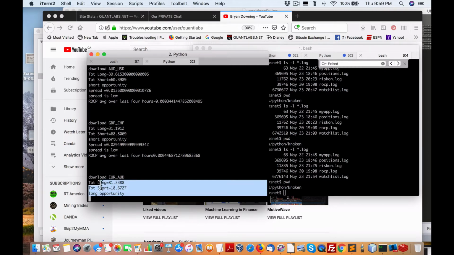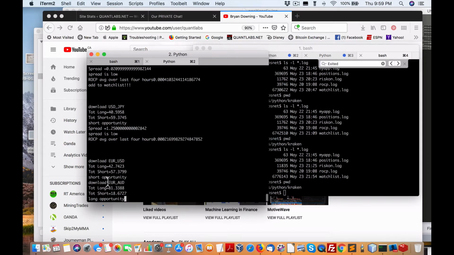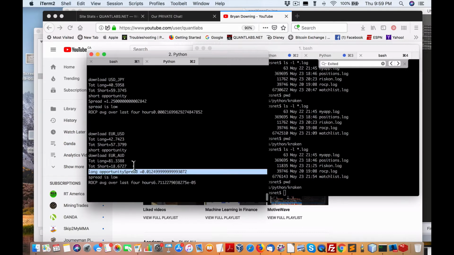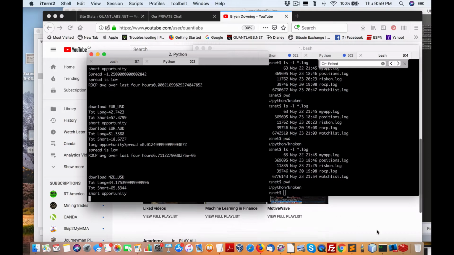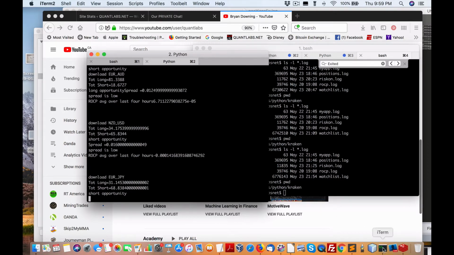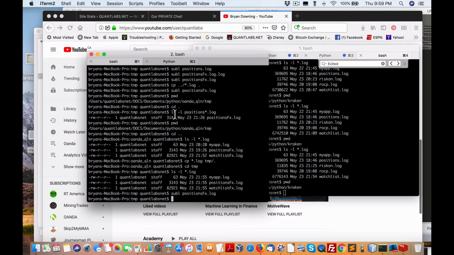So here's a good example. Here's the Euro Australian dollar. Currently for longs we have 81% in long and 18% in short. As you can tell, that's a long opportunity. And we also measure the ROCP. That's been holding steady for the last 24 hours. So knowing that, I can show you the watch list.